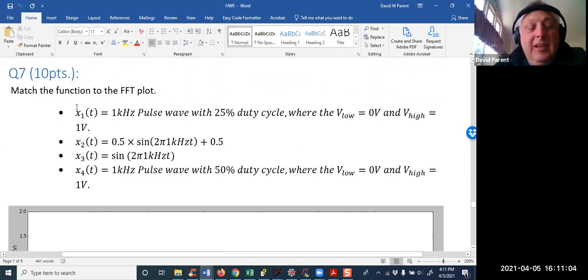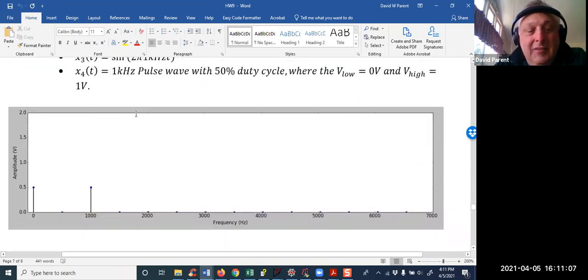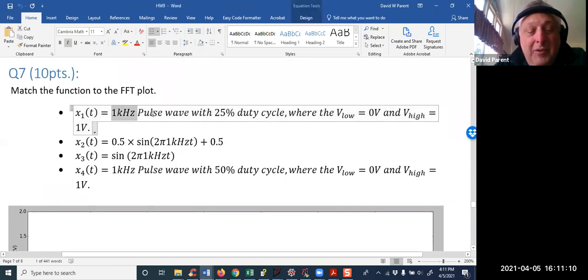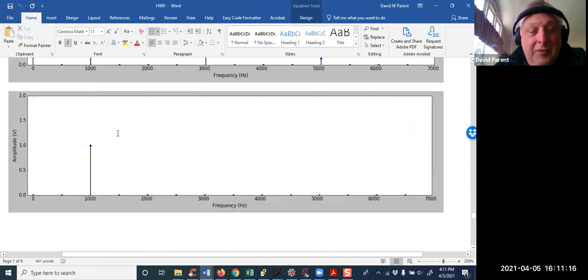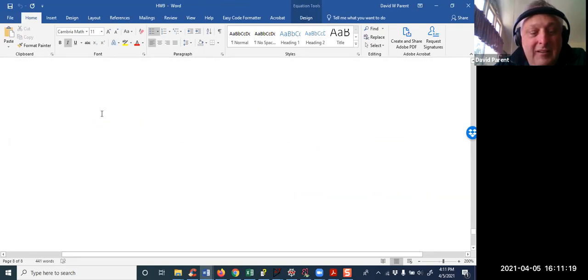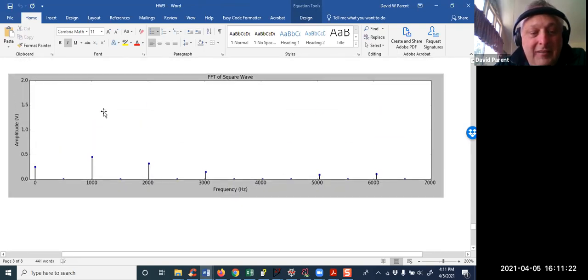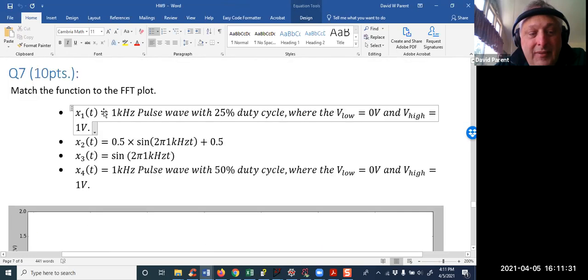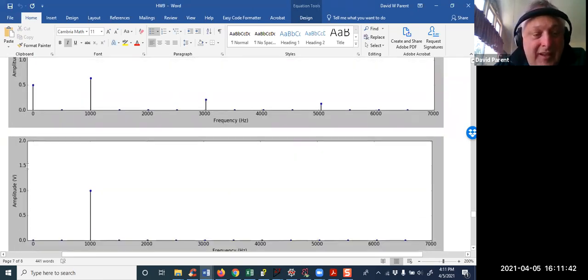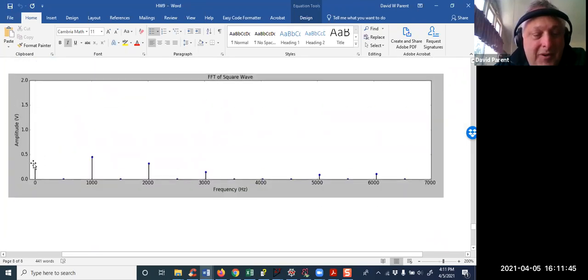And then the last one, it's kind of like just logic, right? So I have a 1 kilohertz pulse wave with 25% duty cycle. All right. So I start looking for things with 1 kilohertz, right? Oh, they all got a kilohertz. Okay. It's got a 25% duty cycle. All right. And since the low is 0 and the high is 1, that's got to be an average of a quarter. All right. Which one of these A naughts gives me a quarter, right?